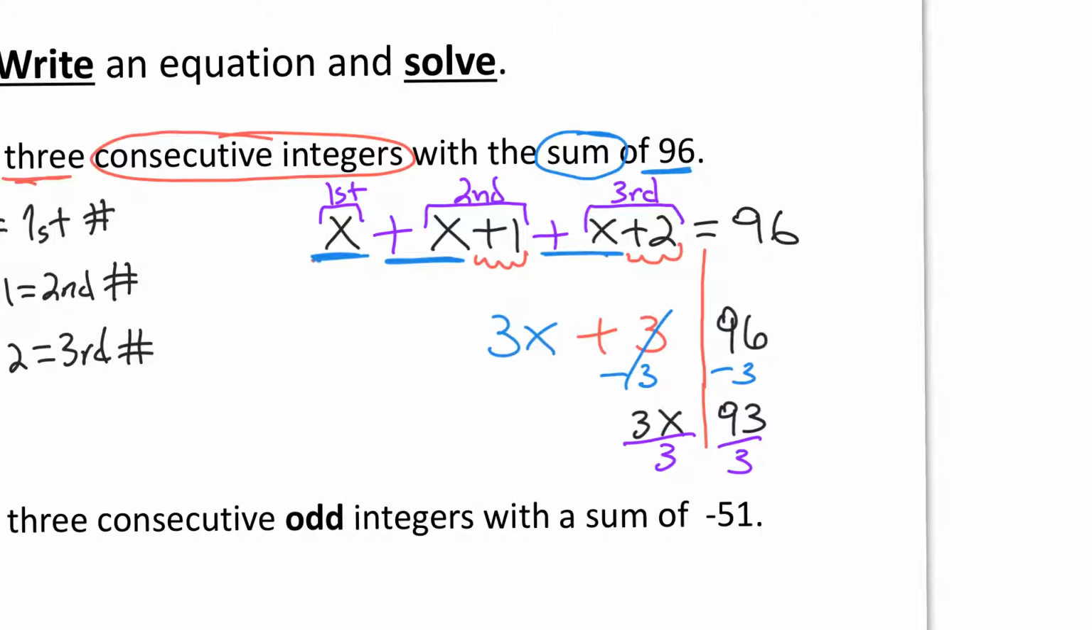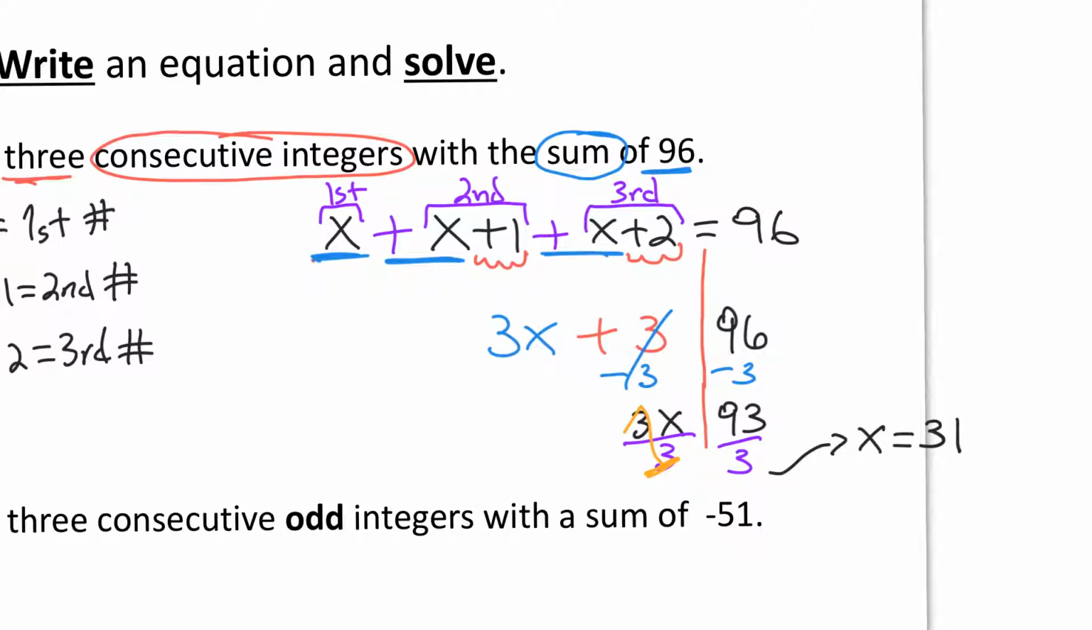And x, this turns into 1 right here. So let's just follow the arrow. X equals 31. So we got the first number. 93 divided by 3 is 31.